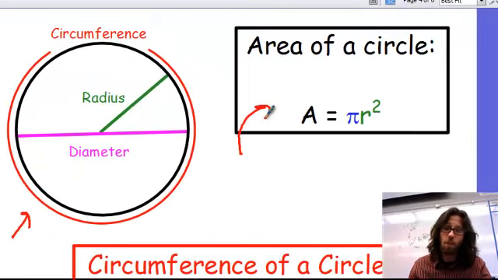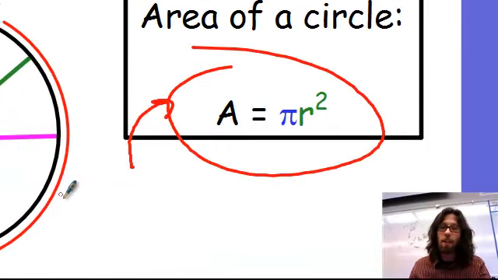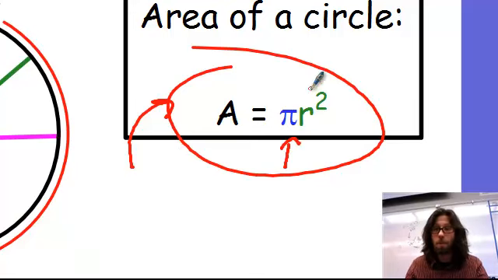Now the area of the circle is just like the area of any other figure. If we were to take a bunch of unit squares and fill up this circle, we would find that the area of any circle is that constant pi, approximately 3.14, multiplied times the radius squared.